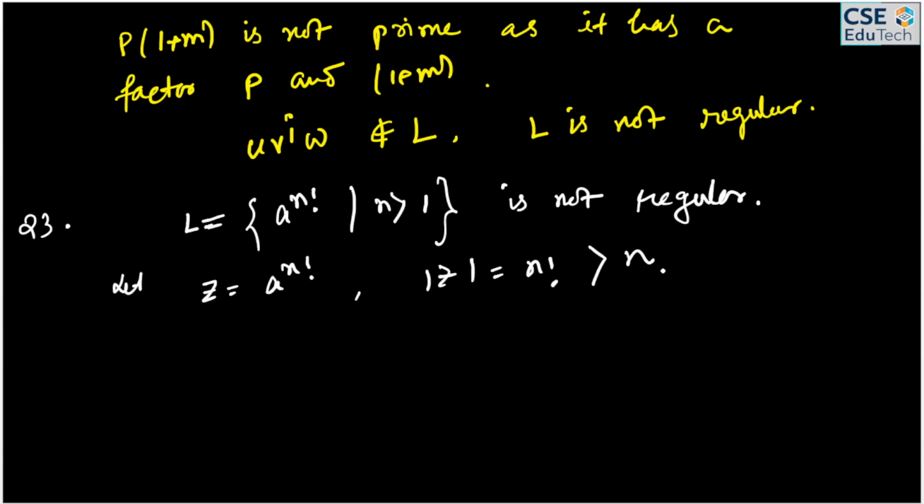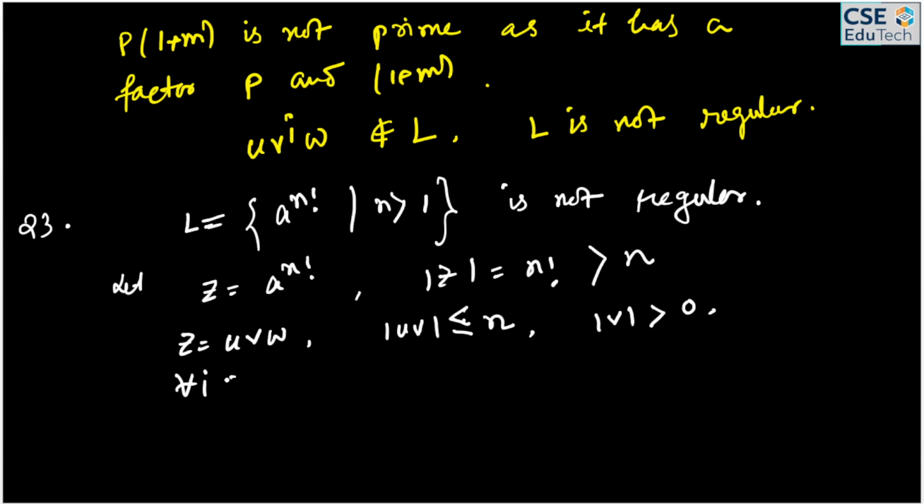N means number of states. Then z can be written as u v w such that the length of uv together is less than or equal to n, and the length of v alone will be greater than 0. Then for all I greater than or equal to 0, u v to the power I w belongs to the language L. This is basically from the pumping lemma.